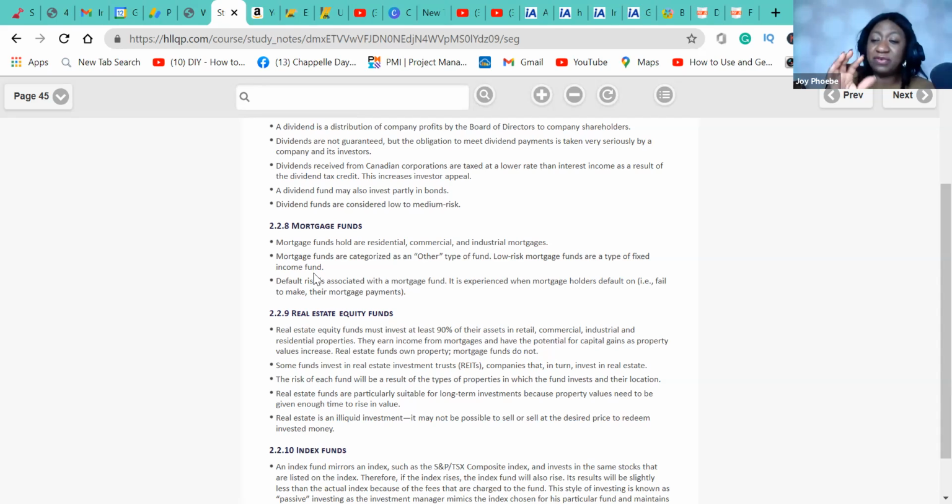Mortgage funds are funds that invest in mortgages. We all hear only about CMAC. CMAC guarantees mortgages, but when we buy a house, let's say a house of 500,000, maybe for your down payment you bring 100,000. So the remaining 400,000 is coming from somewhere, right?